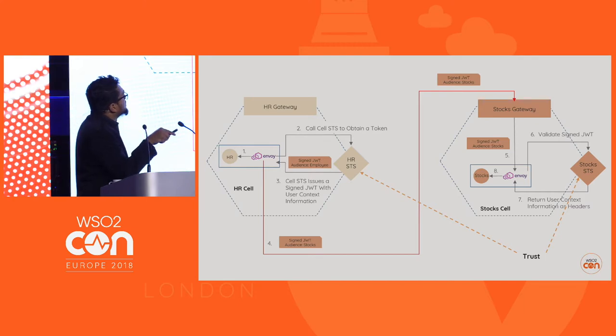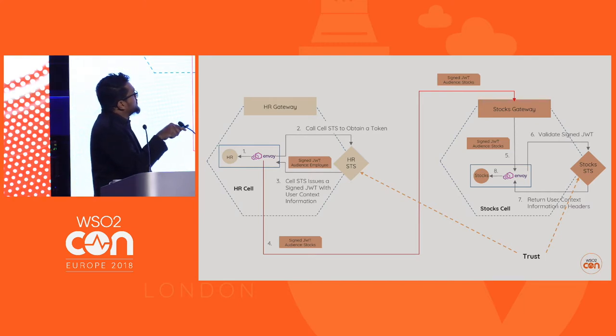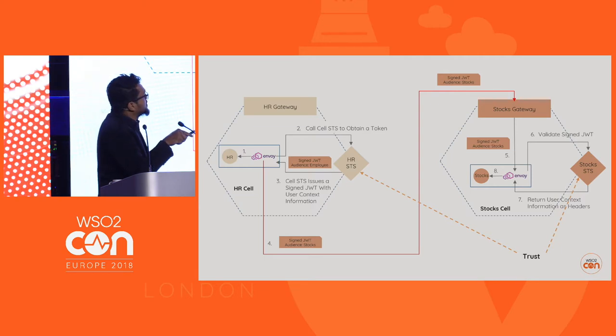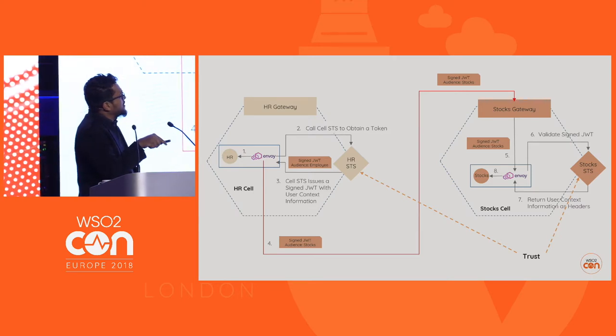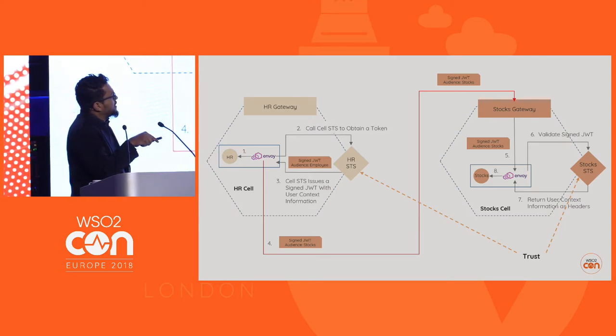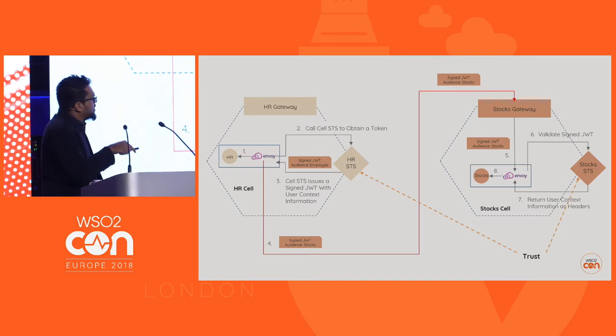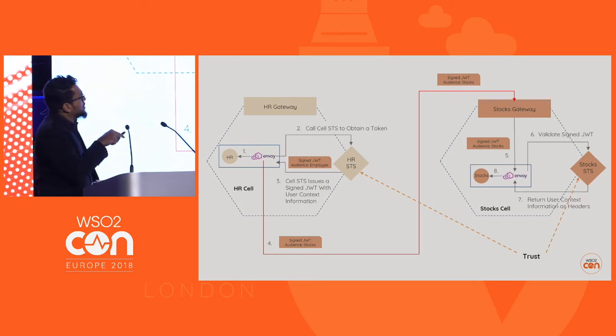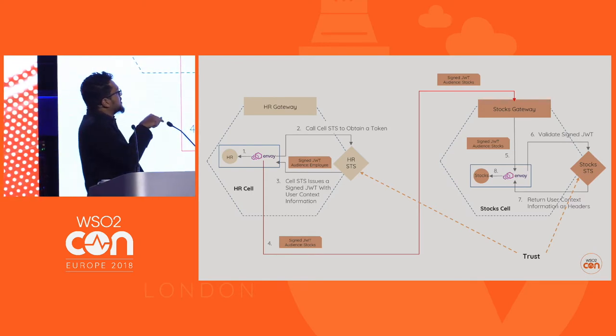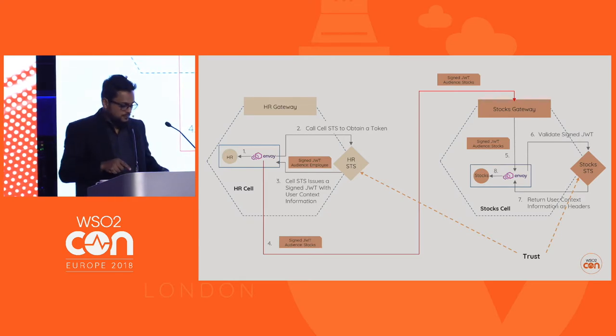At the gateway, again, it's similar to what we've discussed so far. You get the token, and then the stock cell STS will validate that particular JWT, and if it's valid, it will let the call go through, right? The important thing to keep in mind here is the trust relationship between the STSs. Because of that, this interaction can take place.